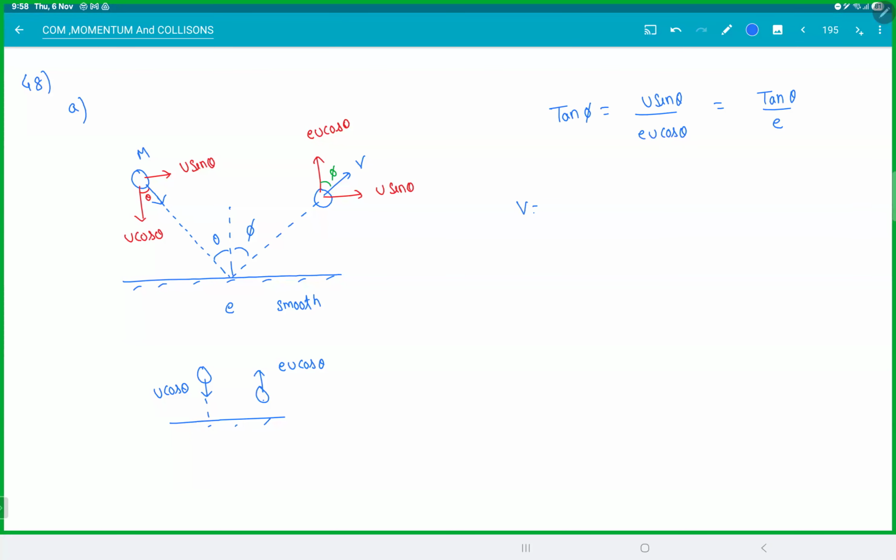And what about the speed? Square them and add them. The root over u square sin square theta plus e square u square cos square theta. Done.